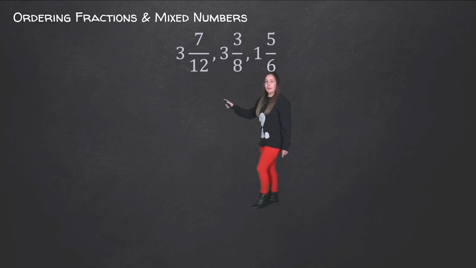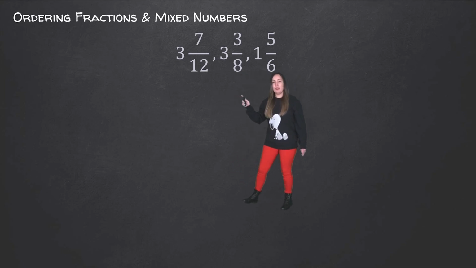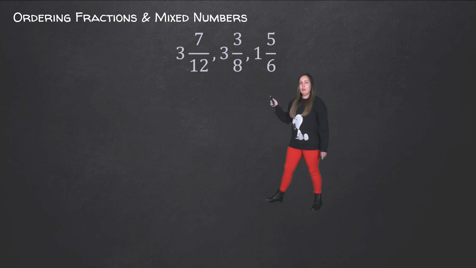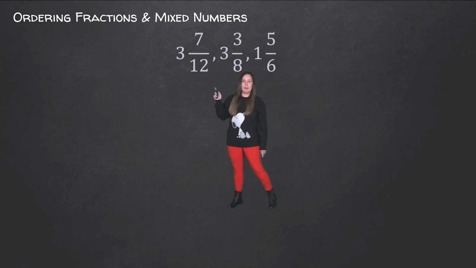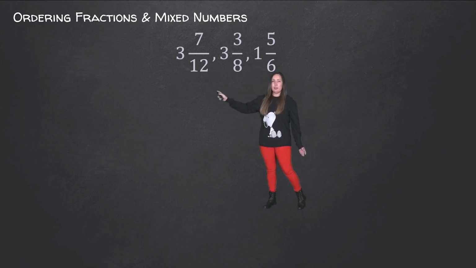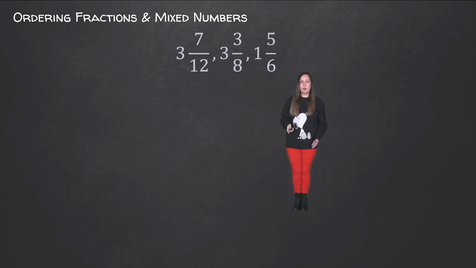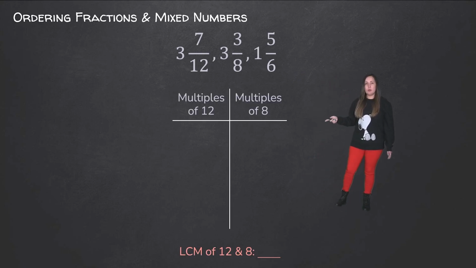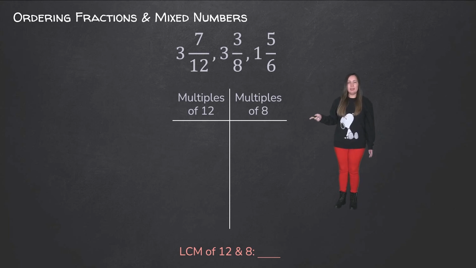Next, we have 3 and 7 over 12, 3 and 3 over 8, and 1 and 5 over 6. Now, if we look at just the whole numbers, we have 3, 3, and 1, making this one automatically the smallest one, so we don't have to do any work to it. Now here for our two mixed numbers, the whole number is the same, and the denominators are different, making it harder to compare. So we do have to find equivalent fractions with the same denominator in order to compare our first two values. So we have to find the least common multiple between our denominators, which is 12 and 8.